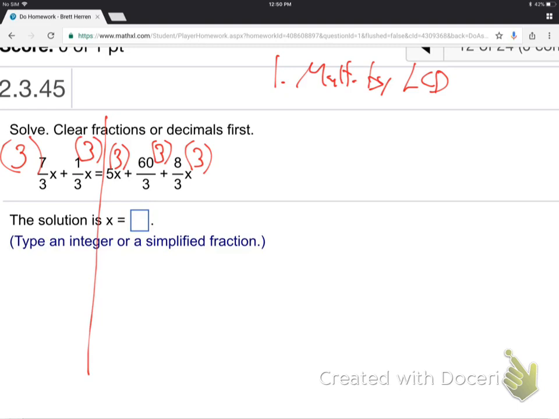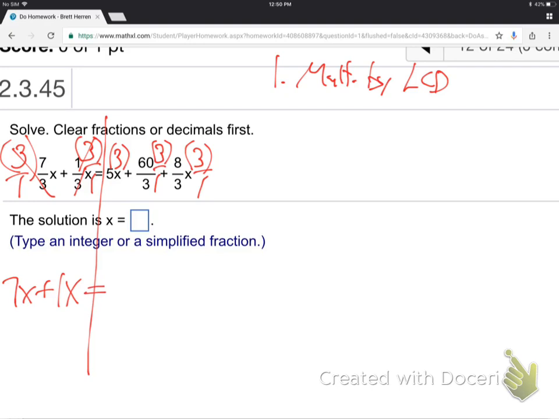Here's the wall. What happens? Well, let me get this out of the way here. These are going to cancel. Remember, this is 3 over 1. All these are really 3 over 1, aren't they? 3 over 1, 3 over 1. Remember, whole numbers are over 1 when they interact with a fraction. So cross cancel. This is 7x plus these cancel, 1x. See how we're getting rid of the fractions?